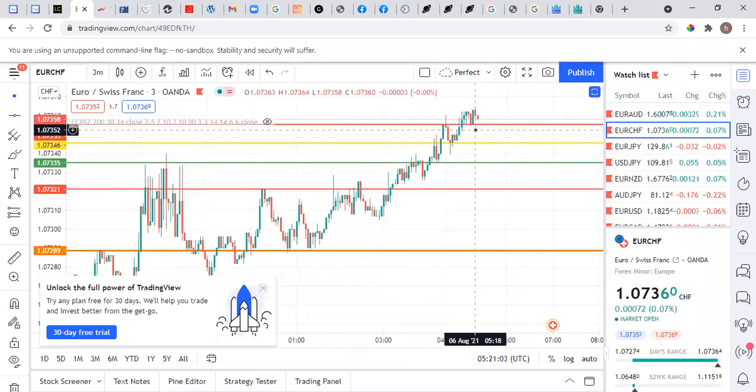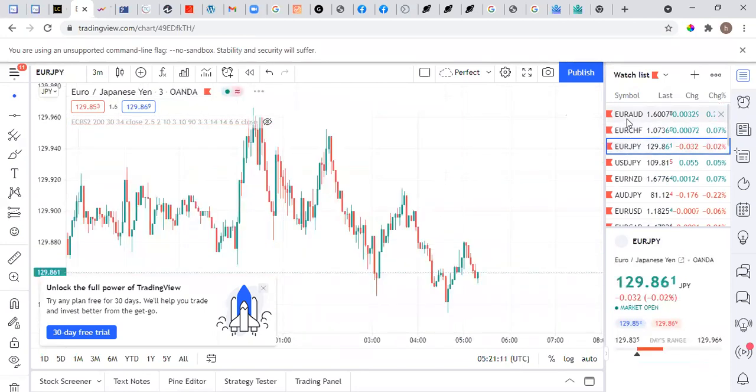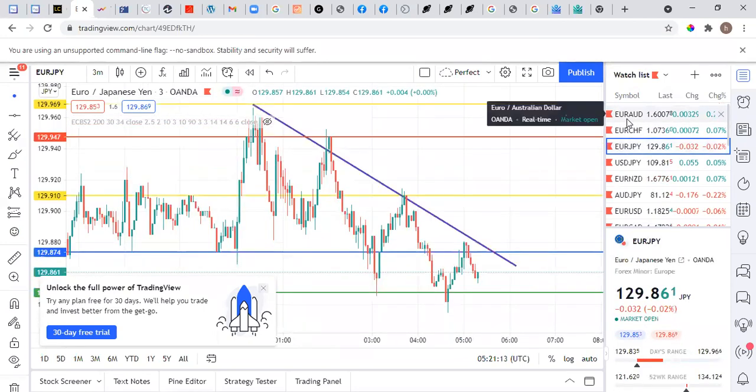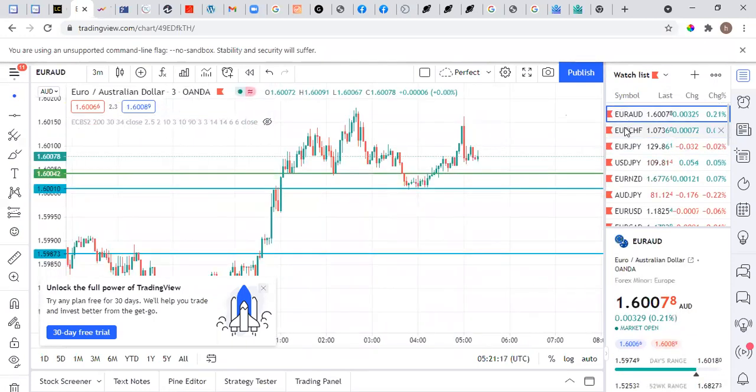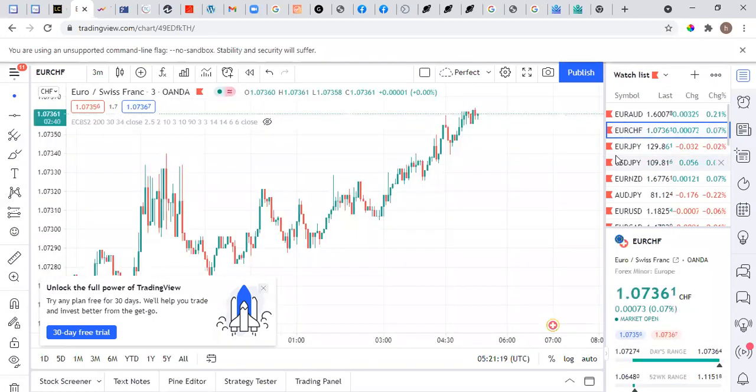The Euro CHF is coming back to our area. You can take a low risk if you want, 358. It's coming back there, 358 area. But it's just better to wait till it comes and see. Something about this thing is just patience, okay?